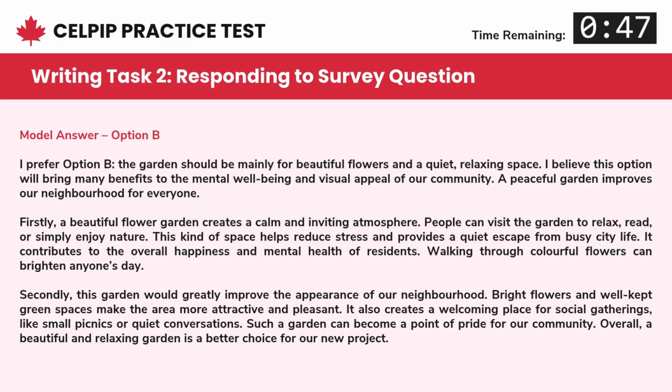The writer uses effective linking words such as firstly, secondly, and overall. These help connect ideas and make the text flow smoothly. You can also see some good vocabulary used here. Words like atmosphere and contributes are examples of slightly more advanced words that are used correctly. They help to make the writing more interesting.